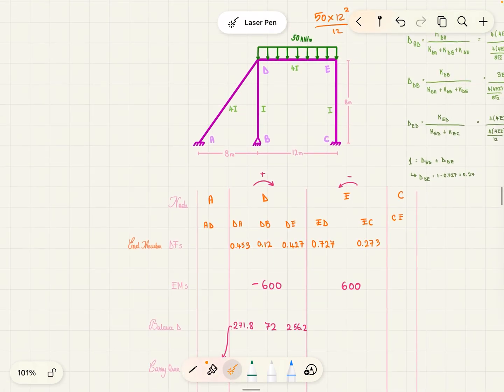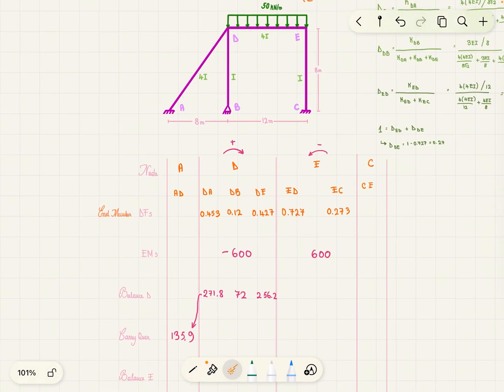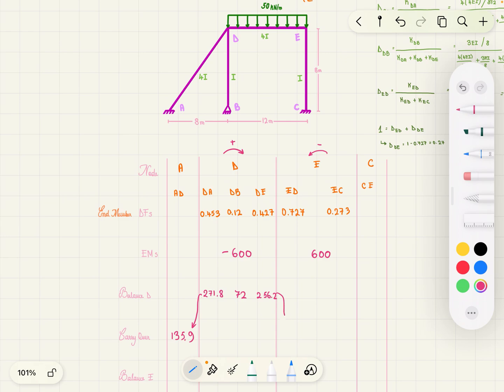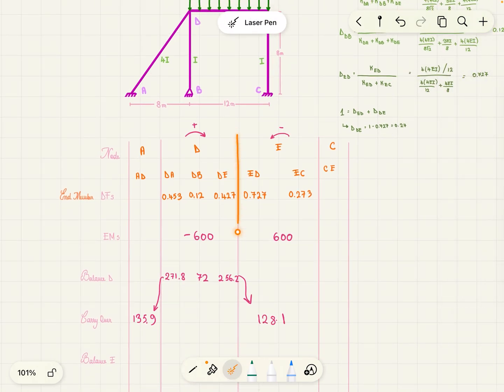And now looking at DB, we don't have a fixed support. At B, we have a pinned support. So no carryover moment. Otherwise, we'd have had to draw an extra leg in our table for BD, but that's not the case. Okay, DE. Half of the moment at DE is going to get carried over to ED. So half of DE gets carried over to ED. Writing this here, we get 128.1.